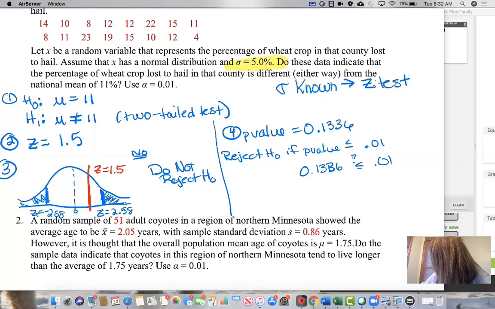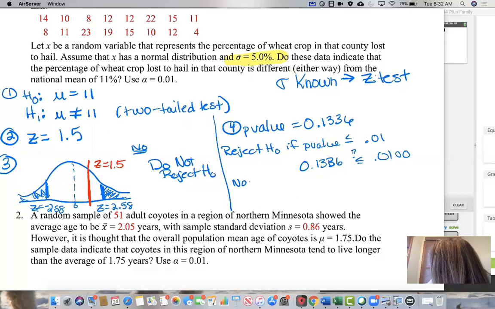Now, if you're not sure how to do this, I think I showed in the video, we add the number of zeros so that we have the same decimal place values. And then we cover up this and just look at the number. Like this as a number would be 1,336. This as a number would be 100. That 1,336 is clearly not smaller than that. So again, our answer is no, which means we do not reject H naught.